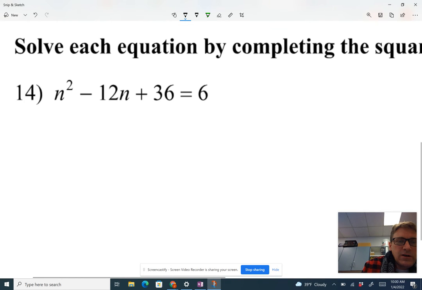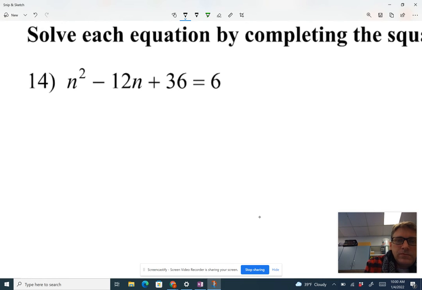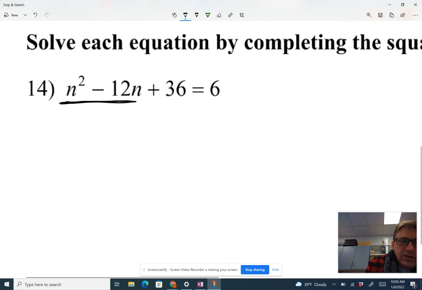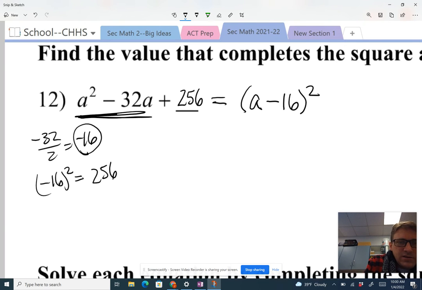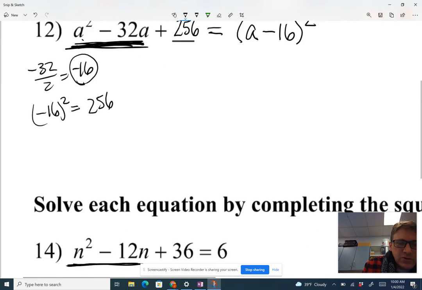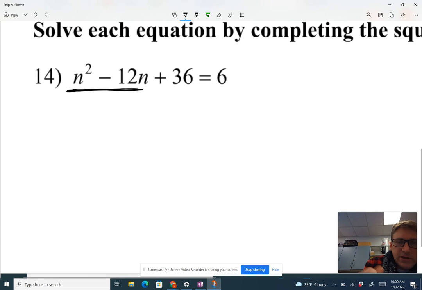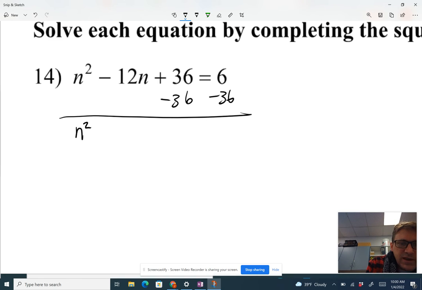So now we're going to solve an equation by completing the square. So we first want to clear out everything except for this first part, just like we had up here, where we just had a squared term and a term with the degree 1. So we're at the same thing here in 14. So we're going to subtract 36 from both sides. And that's going to leave us with n squared minus 12n. These cancel, is equal to negative 30.